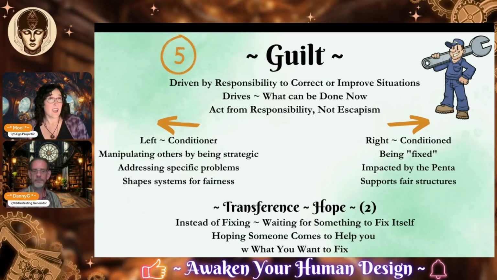And this is about manipulating others by being strategic and addressing specific problems, and they shape systems for fairness. On the flip side, the right arrow trajectory is conditioned. And this is about being, quote unquote, fixed. They're impacted by the penta and support fair structures. This whole movement moves back and forth. So if you have a right facing arrow and a fifth color guilt motivation in your personality sun earth, that's the black side, you will be moving from conditioner to conditioned.